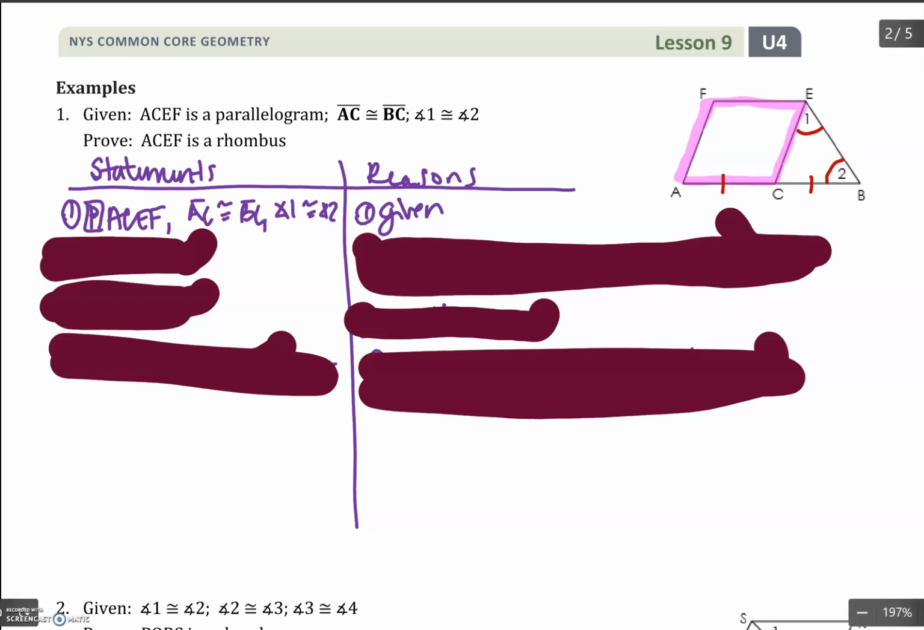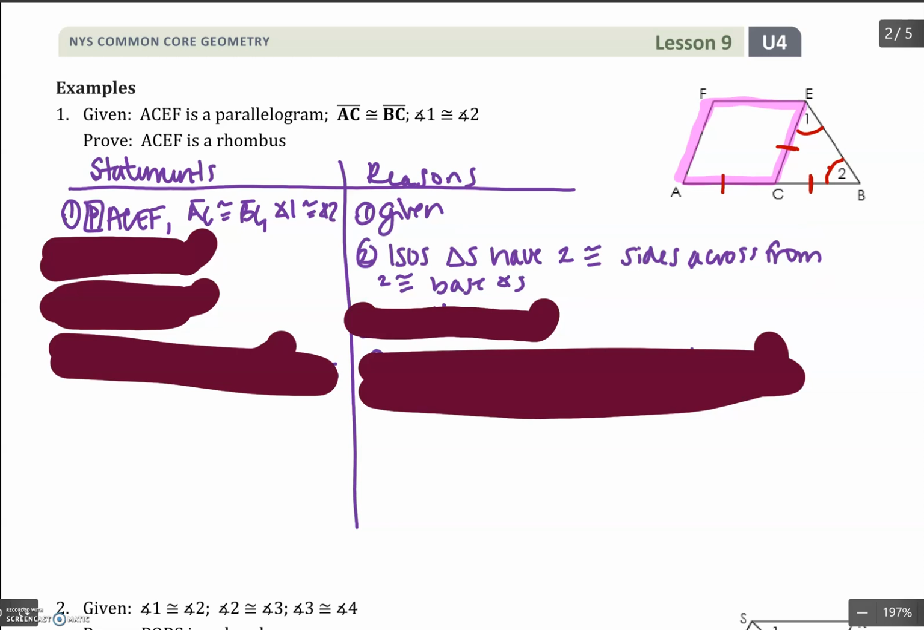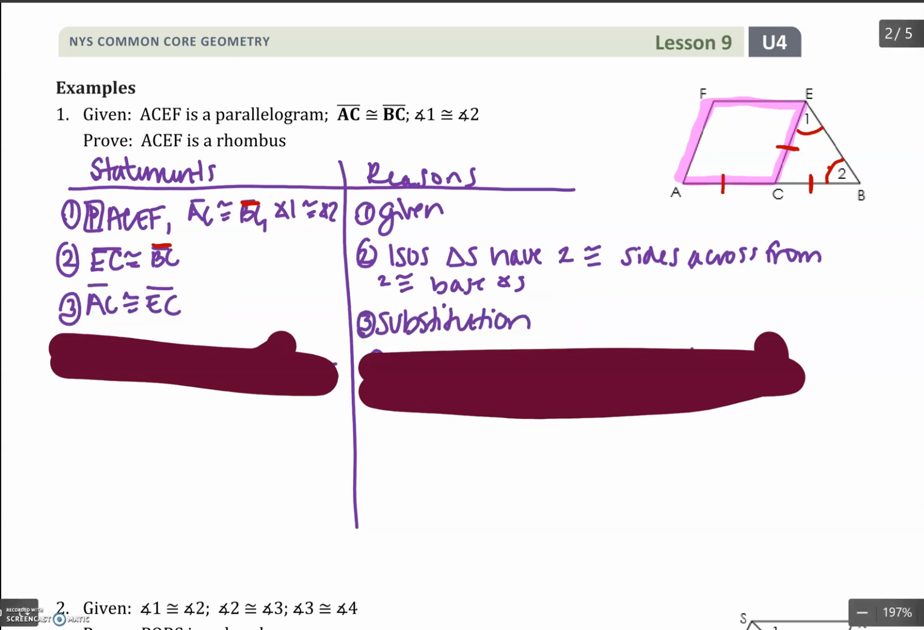I do have a triangle over here. So if angle 1 is congruent to angle 2, that makes it isosceles. And now we can involve another side. We can say that CE and CB are congruent to one another because of that isosceles triangle property. They have 2 congruent sides across from 2 congruent base angles. So EC and BC would be congruent. Since BC was also congruent to AC, it's being used twice, we can use substitution to say that AC would be congruent to CE.